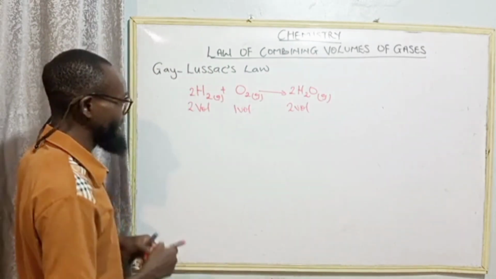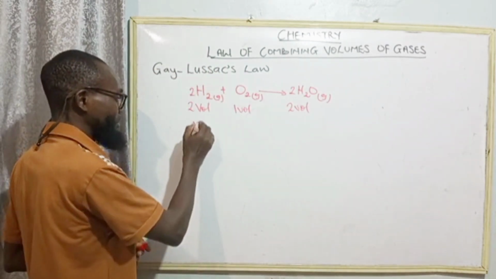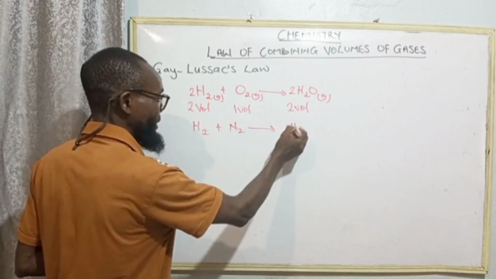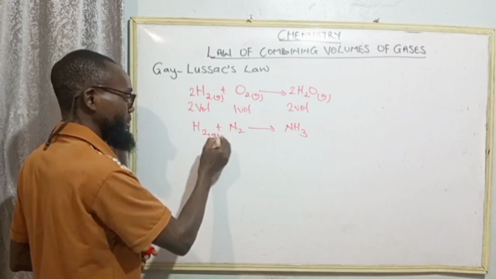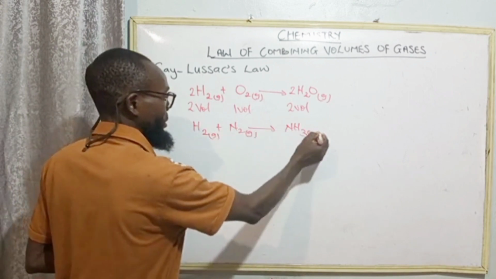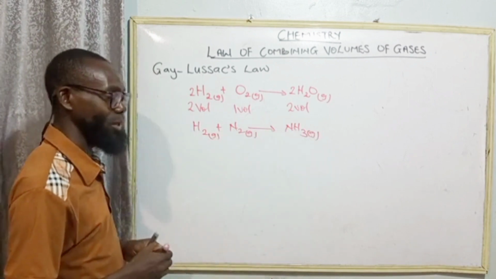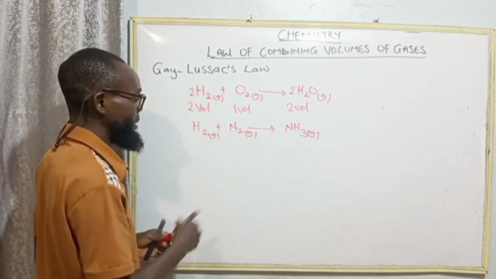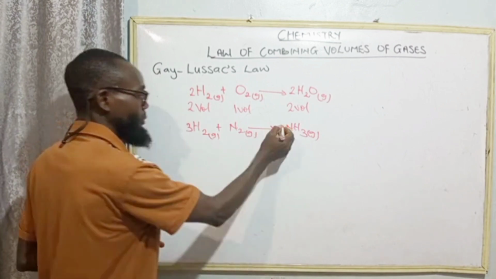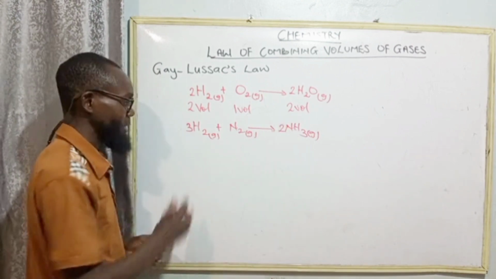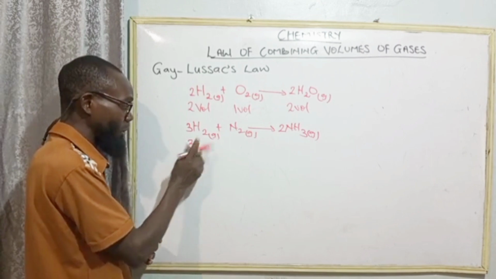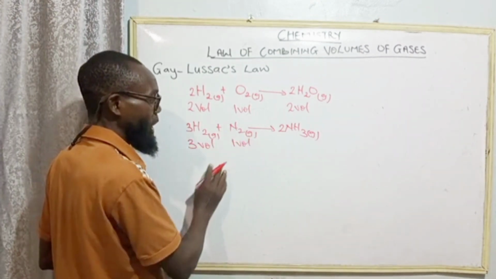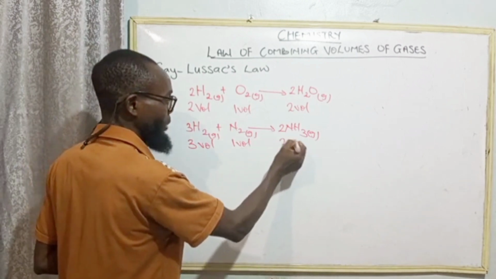Let's say, for instance, again, hydrogen reacting with nitrogen to give ammonia gas. Hydrogen gas reacting with nitrogen gas to give ammonia gas. Let me put 3 here, and let me put 2 here. So I think this is balanced. So 3 volumes of hydrogen combining with 1 volume of nitrogen to give 2 volumes of ammonia.